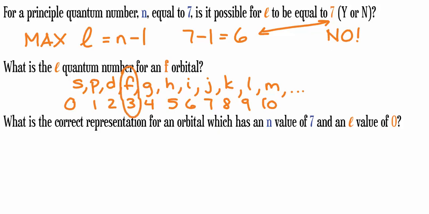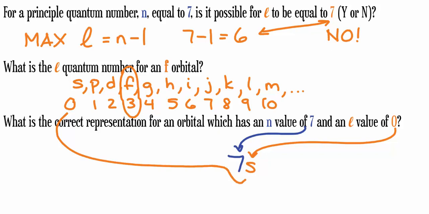Next one. What is the correct representation for an orbital which has an n value of 7 and an L value of 0? We always list the energy level when we represent these things in our electron configurations. So the 7 will show. A 0 L will be coordinated with an S, so 7S.